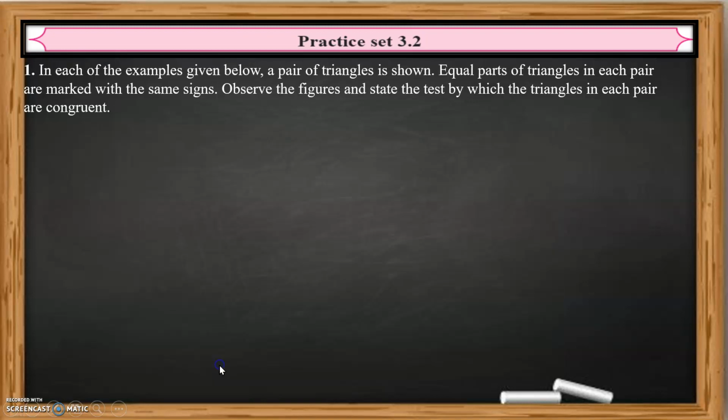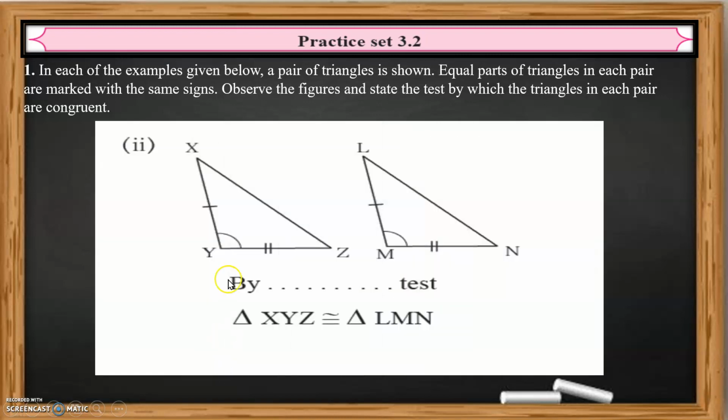Let's go to the next question. This is the second question. Here XY is congruent to LM. After that, YZ is congruent to MN and this angle. So here angle Y and angle M are the included angles. Included angle means it is included within the sides XY and YZ. So the two triangles will be congruent by SAS test.